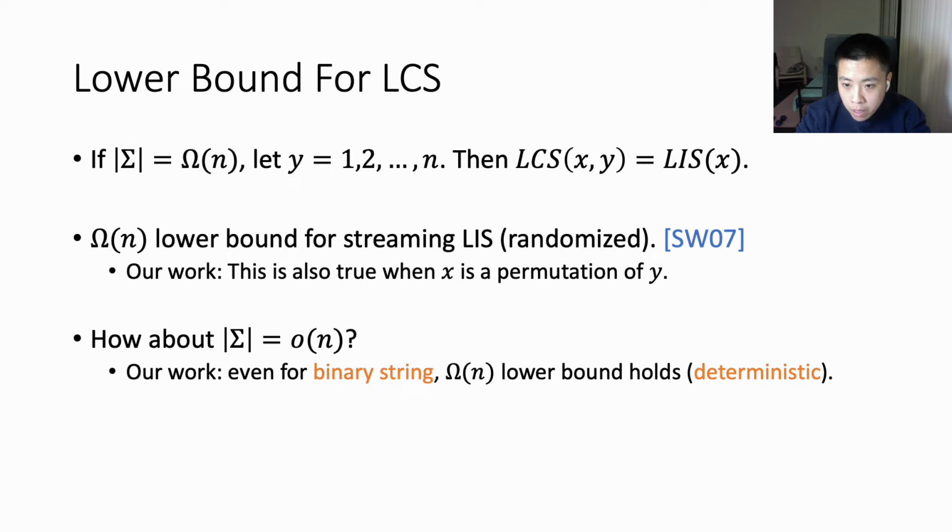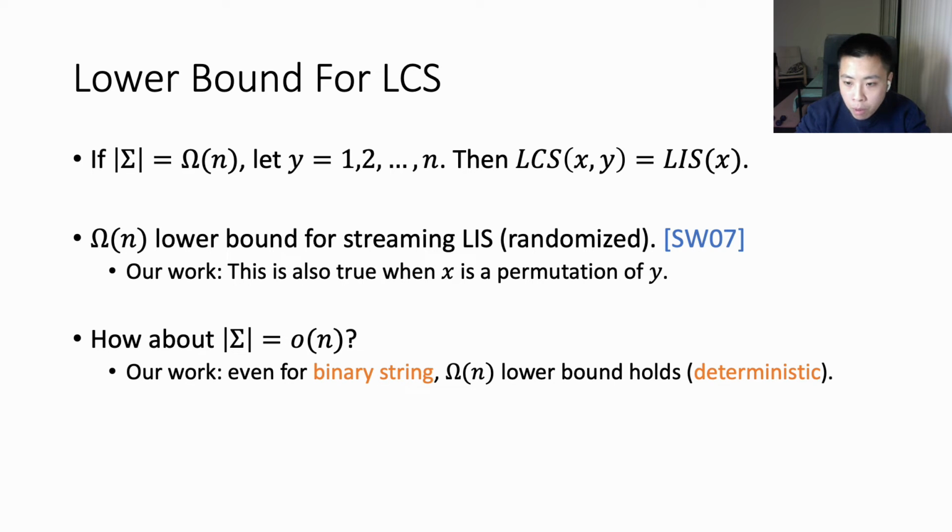For LCS, if we assume sigma is integers from 1 to n and fix y to be the concatenation of 1 through n, then the longest common subsequence of x and y is equal to the longest increasing subsequence of x. We know that there is an omega n lower bound for streaming LIS, even for randomized algorithms. This directly gives the same lower bound for symmetric streaming LCS. In our work, we prove a slightly stronger result. That is, the lower bound also holds when the online string x is a permutation of y.